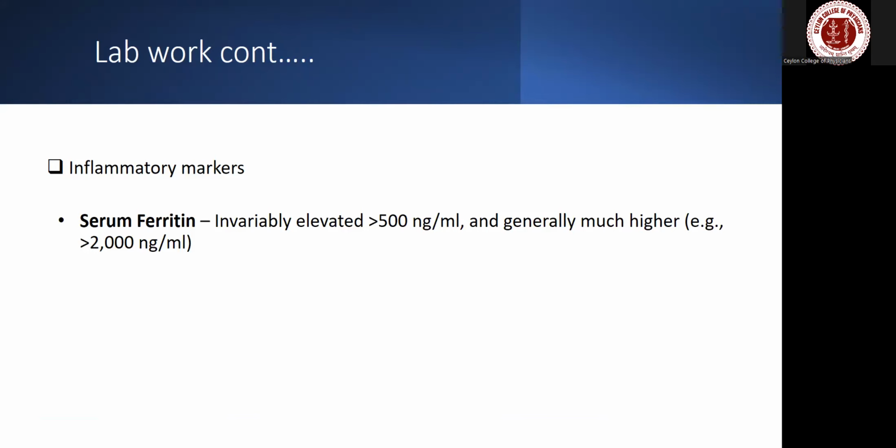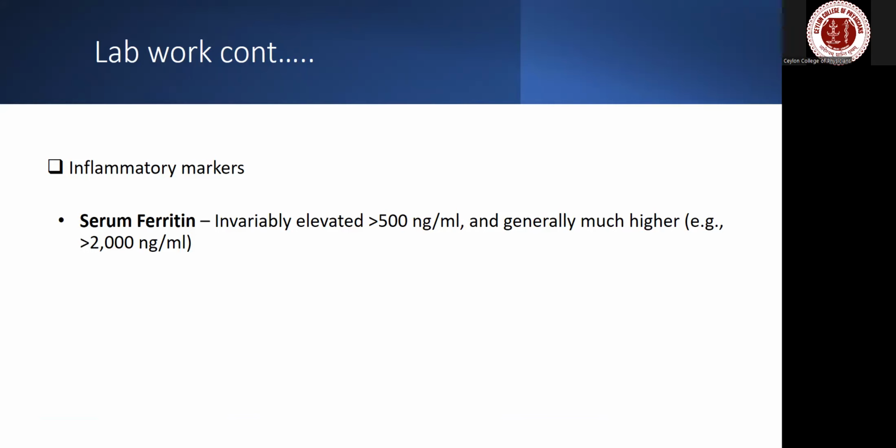The inflammatory markers, serum ferritin play a major role here. So I will elaborate a little bit more on ferritin. It is invariably elevated, more than 500 nanograms per milliliter. But it is said in the guidelines that this 500 was extracted from the pediatric population. But when we go through the case series and studies, in the adult population the serum ferritin is actually quite high. The reported ranges are usually between 7,000 to 10,000.